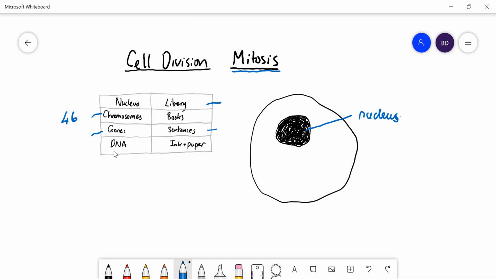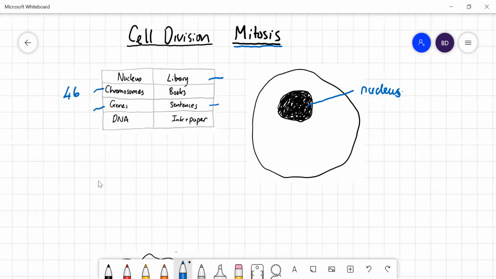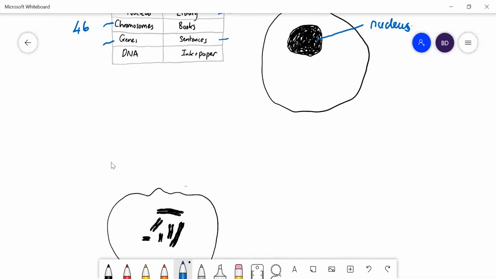And those instructions are written in DNA. So that's my analogy there. It's like, instead of ink and paper, they're written in DNA, in the chemical composition of the DNA. Okay, so we can't see the chromosomes most of the time. You look down a microscope, you can't see any chromosomes. But as a cell is about to get ready for division, the chromosomes then become visible.